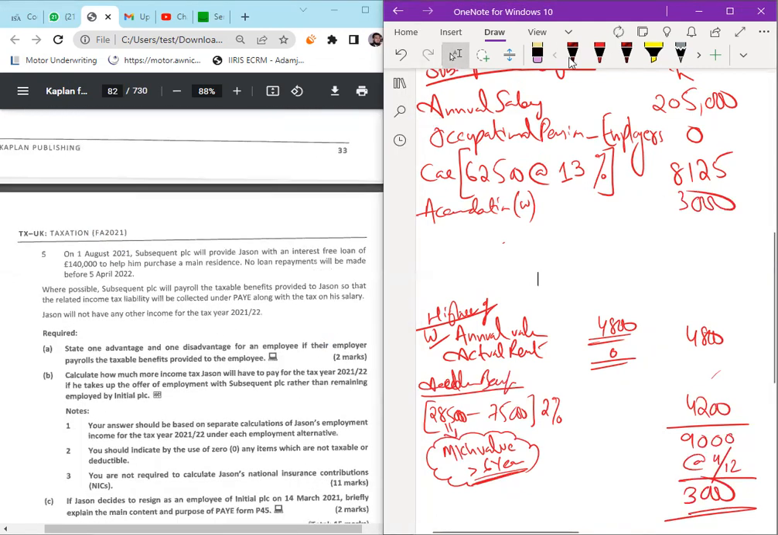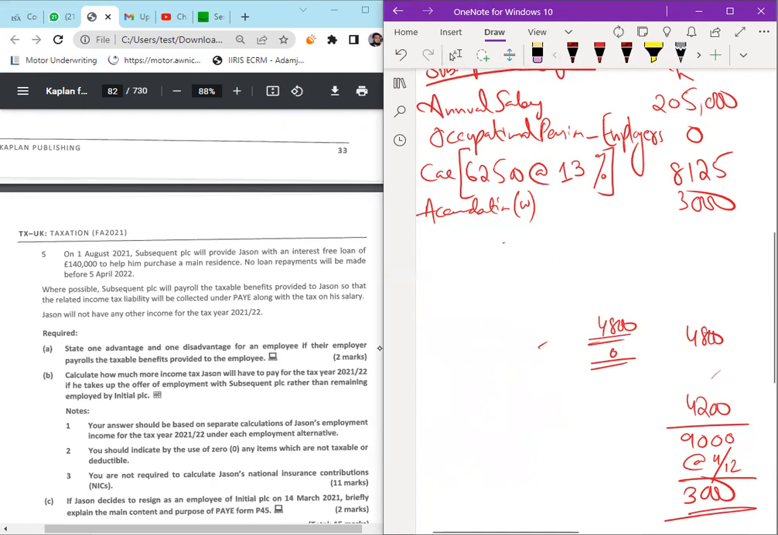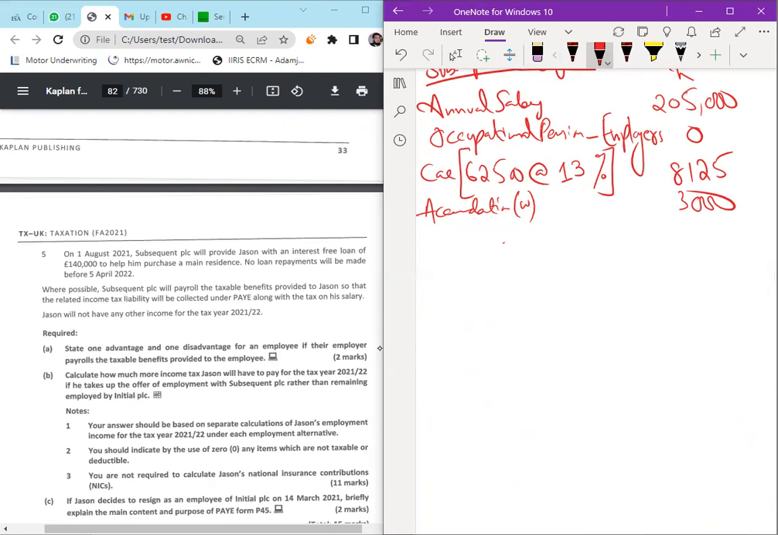Note number 5 is a beneficial loan. The definition of beneficial loan is, if a loan is provided to an employee at less than 2% or interest free, it's a beneficial loan. So see, interest free loan is provided on 1st August. Okay. 6th April 21, 5th April 22. 1st August 21, the beneficial loan is provided. How many months? August, September, October, November, December, January, February, and March, 8 by 12.